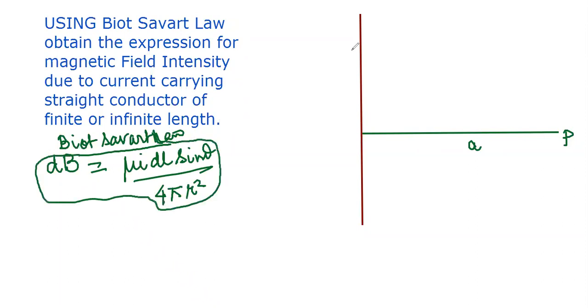Now, in order to prove it, I will consider a small straight part, a small straight conductor of length dl over here. Let me consider it so that you can understand. This is blue in color. Next, let me name it P and Q, and the length of this PQ I have taken as dl.